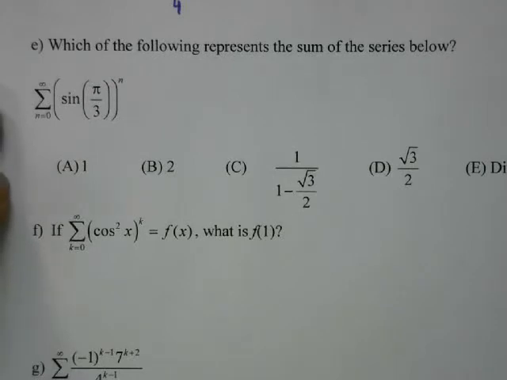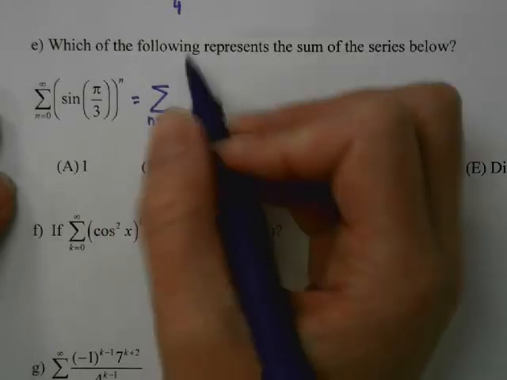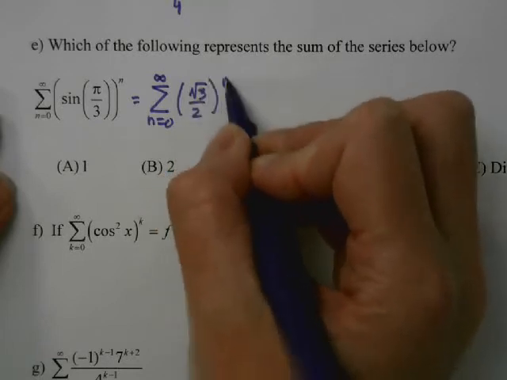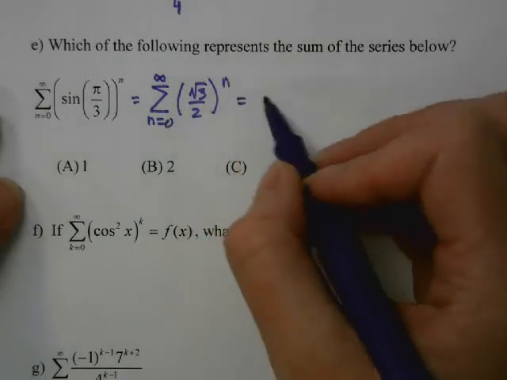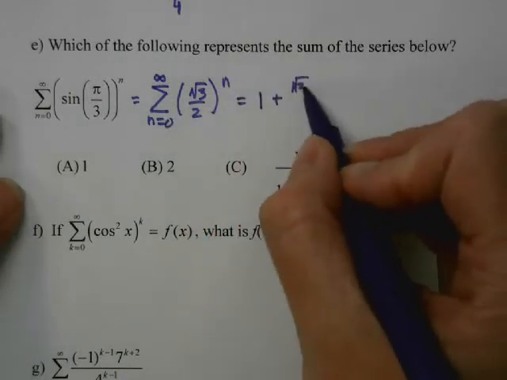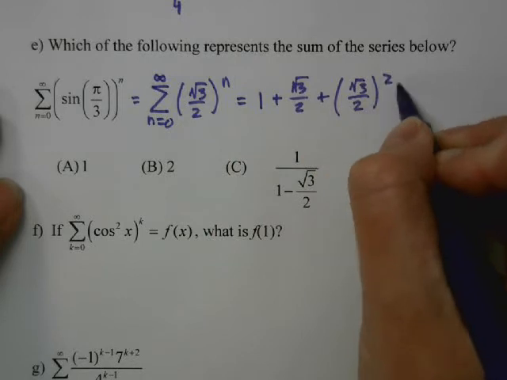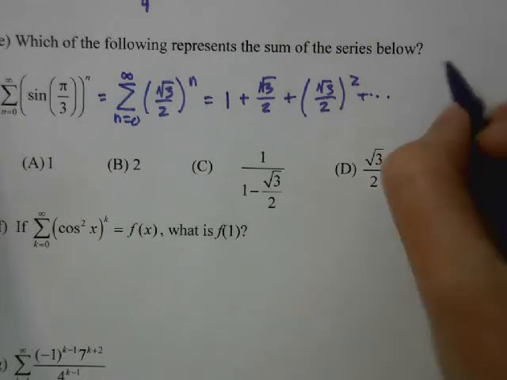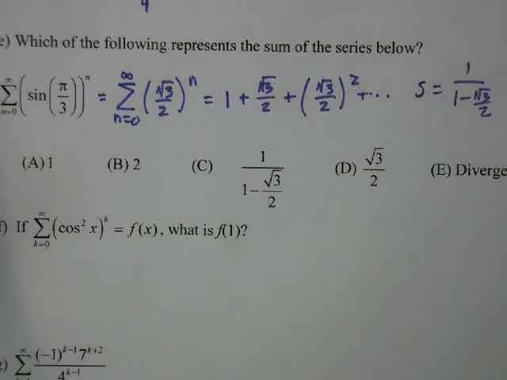Okay, this one looks complicated, but it really isn't, because sine of pi over 3 from our unit circle is just the y value of pi over 3, which is root 3 over 2 to the n. So this is a series. If I were to write it out, I plug in a 0, I'm going to get 1. My next one would be root 3 over 2. Next one would be root 3 over 2 squared, and so on. So my a1 is 1, and my r is root 3 over 2. So my sum would be 1 over 1 minus root 3 over 2, which is that guy.